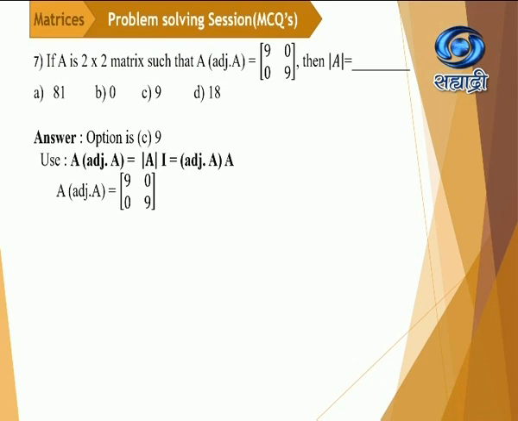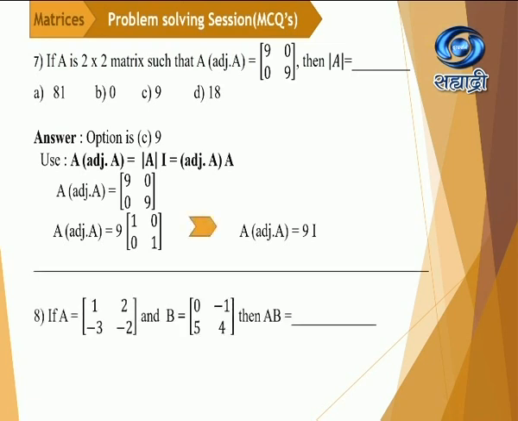Even you can check this property for a particular example. Take A as one matrix and then find adjoint of A and check this property whether it is true or false. Here A into adjoint of A is equal to [9 0; 0 9]. If we take 9 scalar common, then we have 9 into identity, and therefore if we compare with this property, we have 9 as determinant of A.